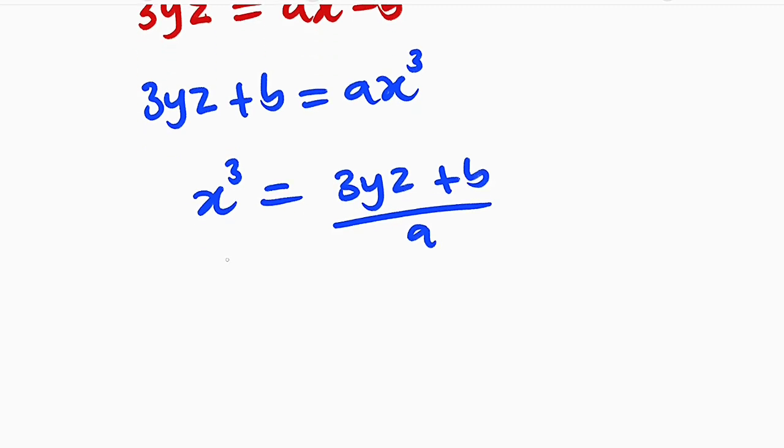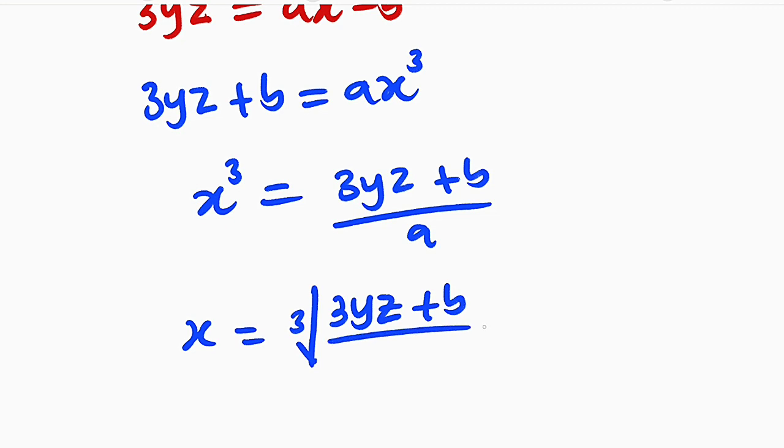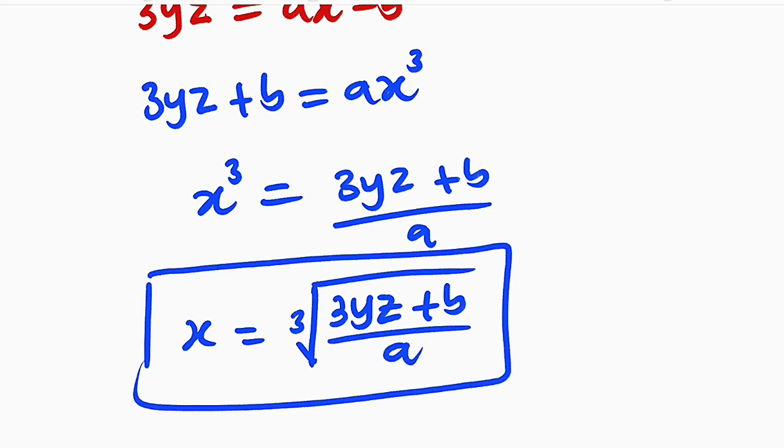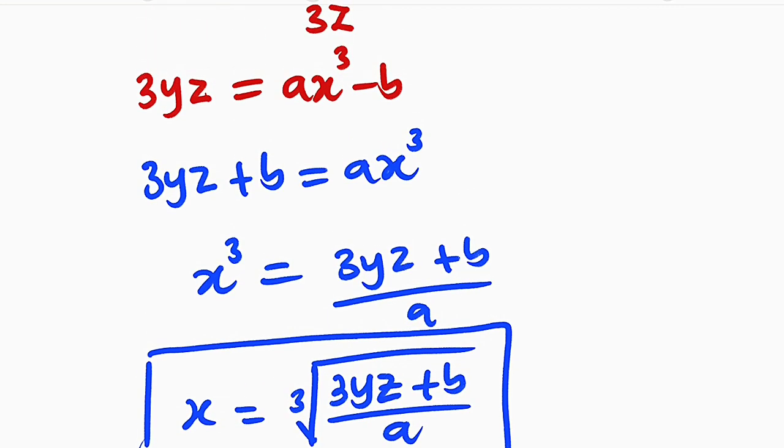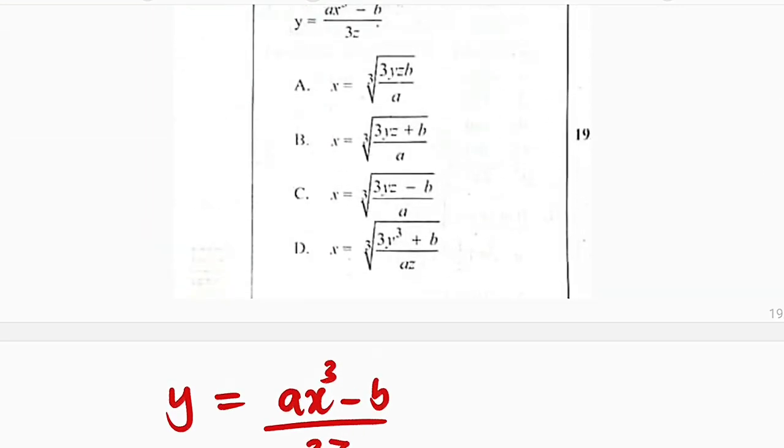And finally, take cube root of both sides. You have x to be equal to the cube root of 3yz plus b divided by a. And this is our final answer. Cube root of 3yz plus b divided by a. Do we have it? Cube root of 3yz plus b divided by a, which is option B.